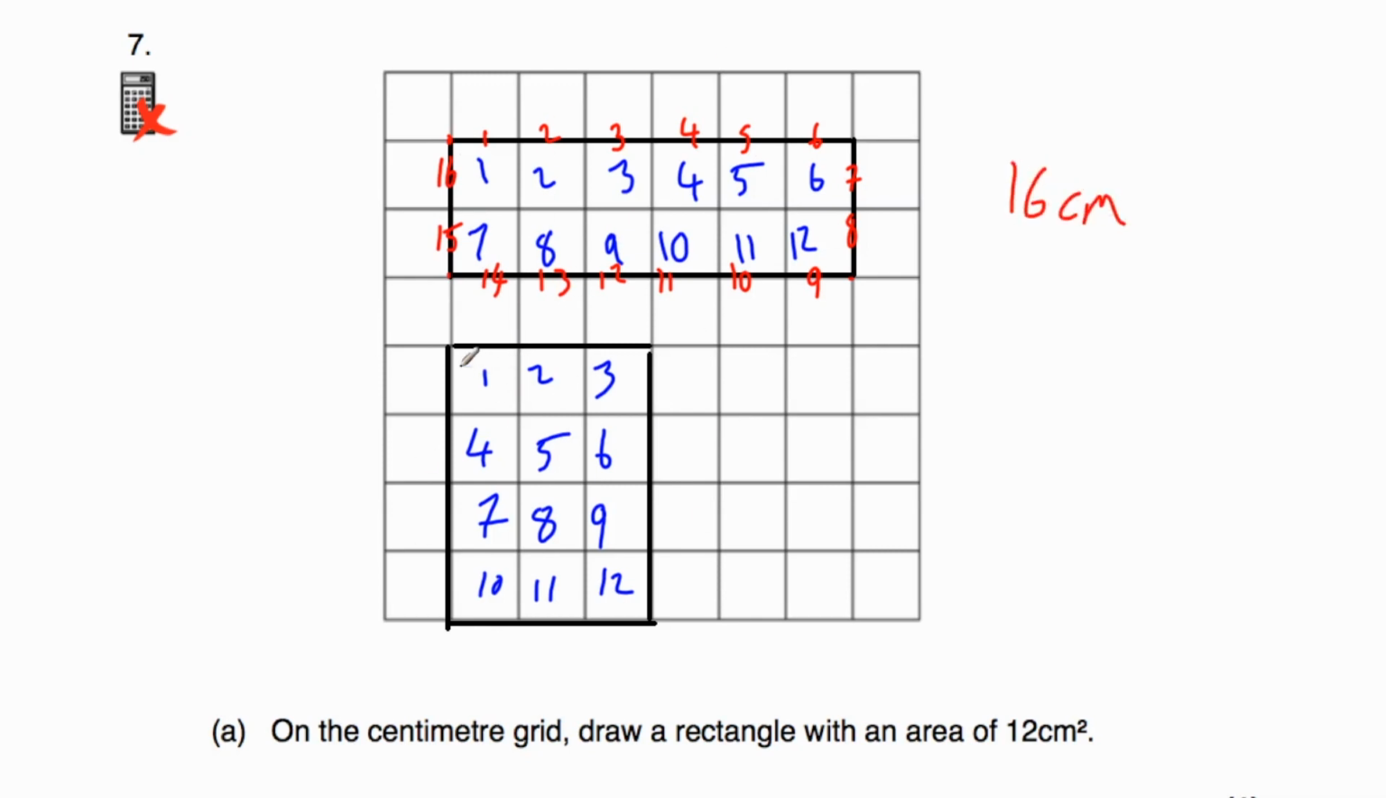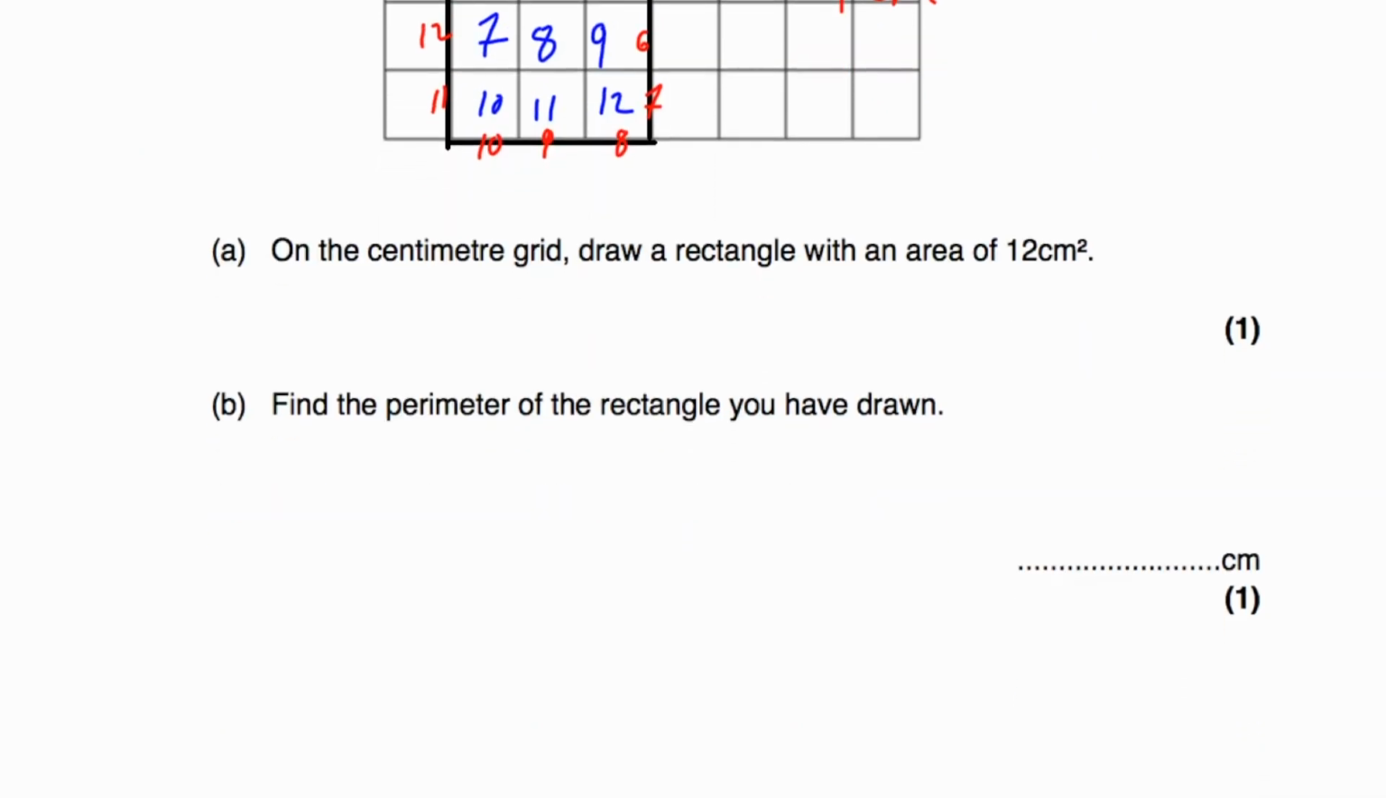In terms of this rectangle, if we started here, we've got 1, 2, 3 going across, 4, 5, 6, 7 going down to here, 8, 9, 10 to get to here, and then going up 11, 12, 13, 14. So the perimeter of this rectangle will be 14 centimetres. And obviously your answer to part B will depend on your answer to part A. And that's it. Okay, so that's question number 7. Let's look at question number 8.